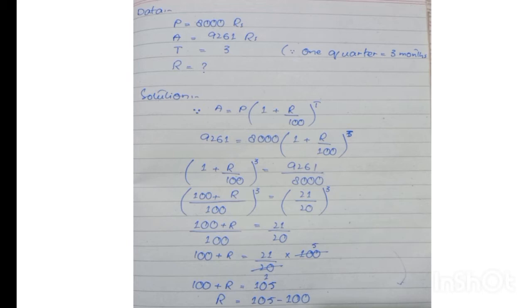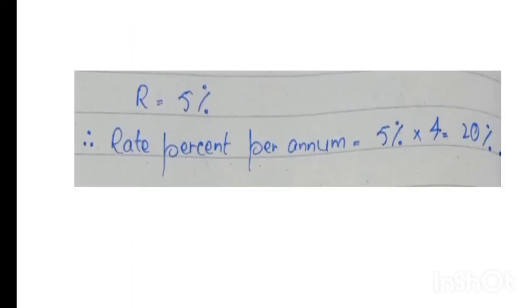Then 100 is being divided on the left hand side, shift this towards the right hand side. Then 21 into 5 equals 105, since 20 times 5 is 100. Now we need to find the value of R, shift this 100 to the right hand side and subtract it from 105, and R will be 5%. But interest is compounded quarterly, so multiply this 5% by 4 and it becomes 20%. Therefore the rate percent per annum equals 20%.